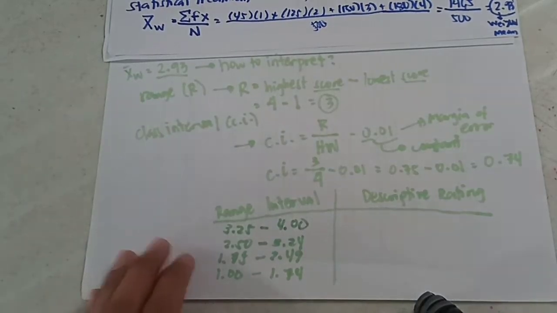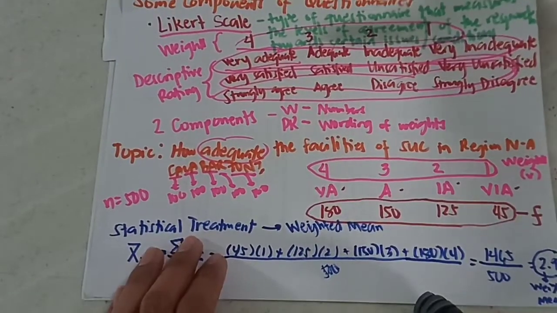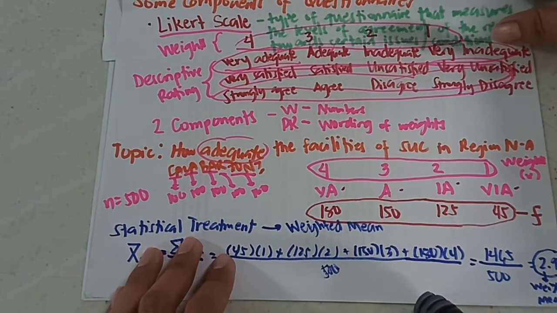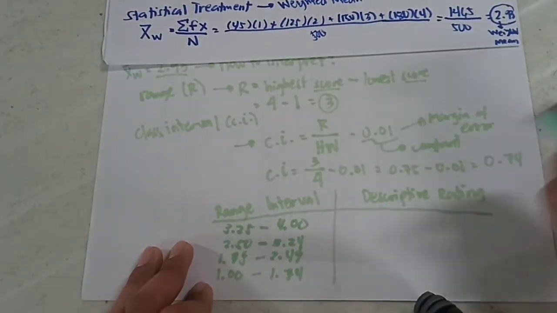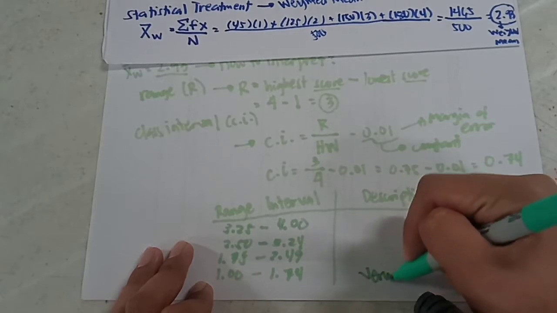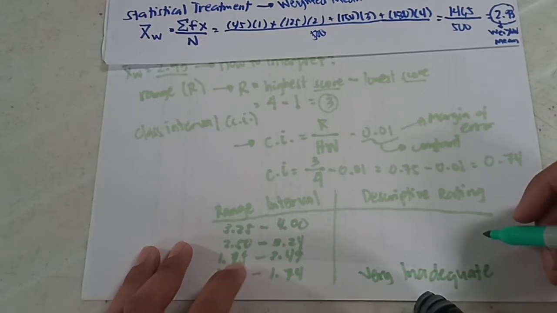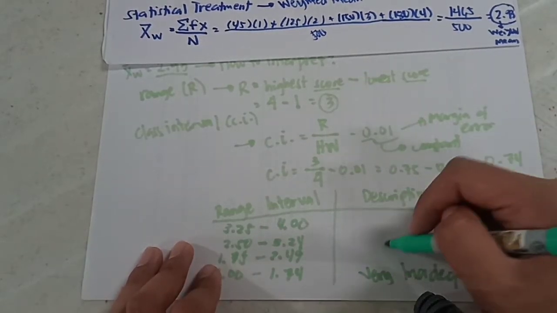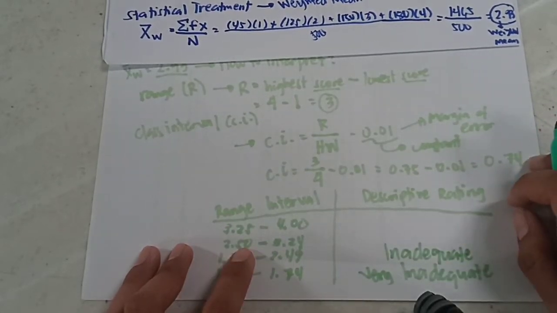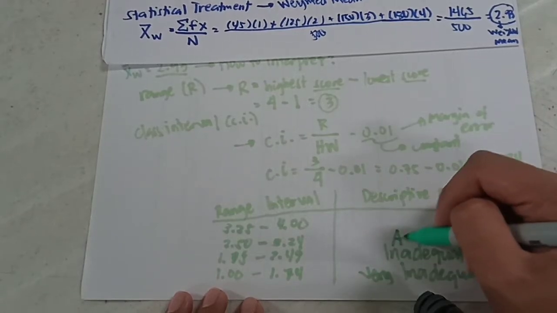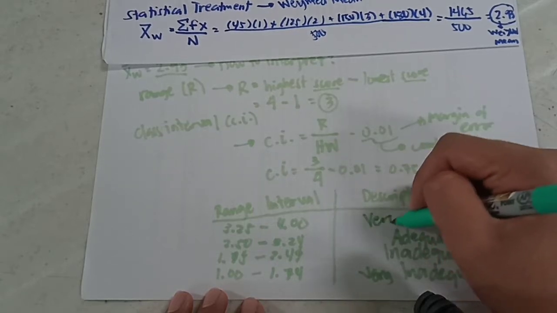Then the descriptive rating will be based on the descriptive rating we used. So what was the descriptive rating we used? We have very adequate, adequate, inadequate, and very inadequate. So we will use this as well. So the descriptive rating for 1 to 1.74 is very inadequate. Okay, 1.75 to 2.49 we have inadequate. 2.50 to 3.24 we have adequate. And lastly, 3.25 to 4 we have very adequate.